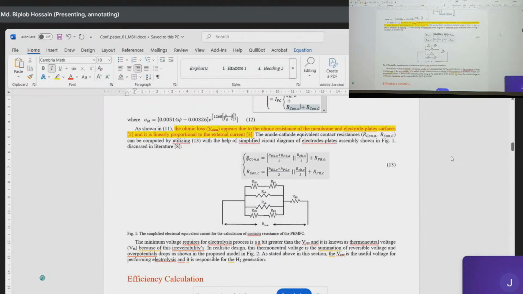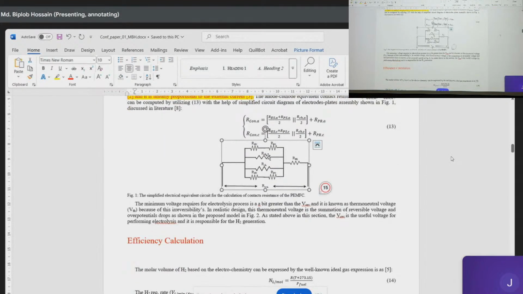So it happens for both anode and cathode. This is the equivalent resistance circuit for the contact resistance. It has some other parameters here, but we don't need this detail for electrical equivalent modeling.